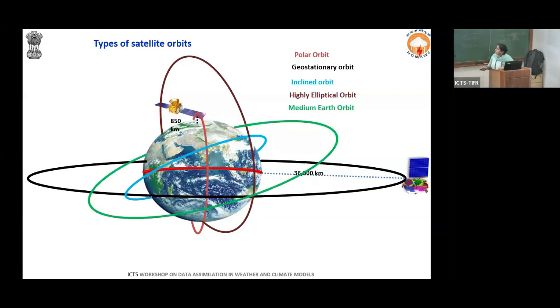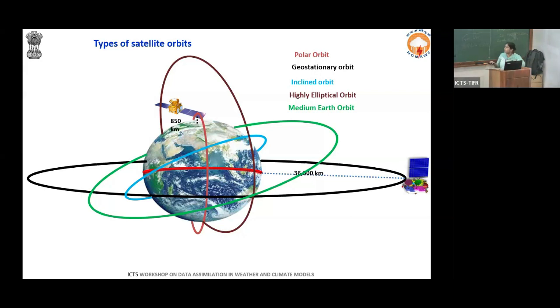Another thing is the medium Earth orbit. All the GNSS satellites, the Global Navigation Satellite System satellites, are in the medium Earth orbit. So the polar orbit is at 850 kilometers, the geostationary at 36,000 kilometers, and the medium Earth orbit at 20,000 kilometers, in between polar and geostationary. The medium Earth orbit plane you can change, depending on your constellation.